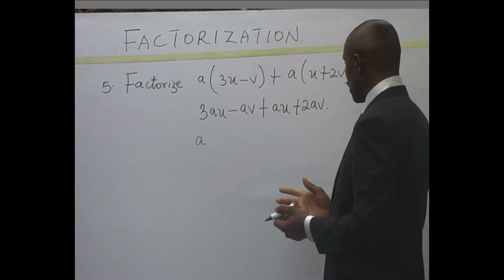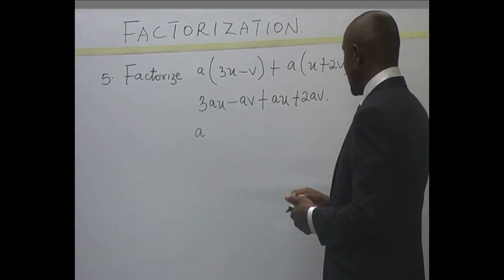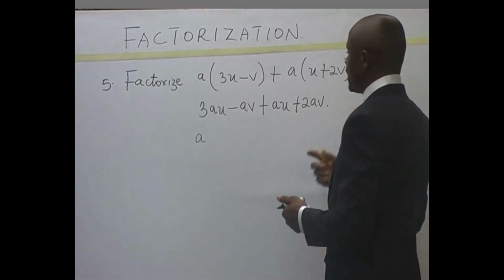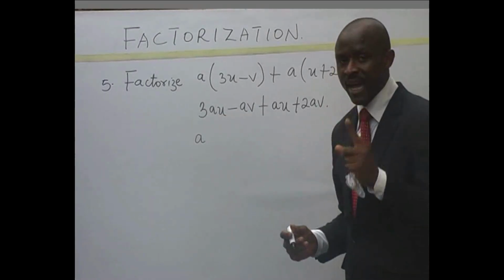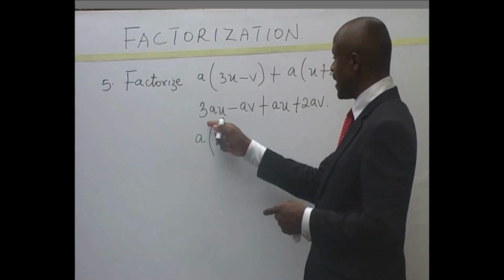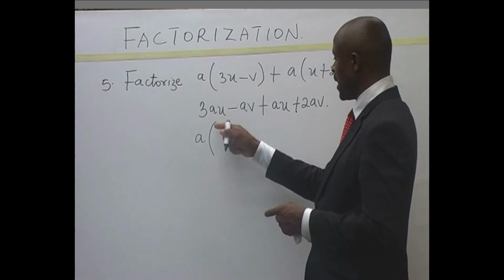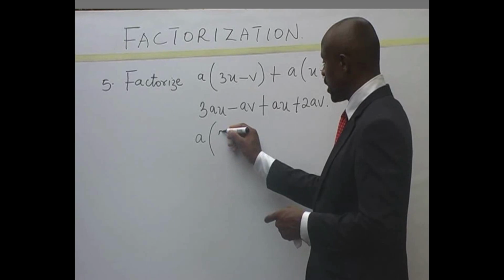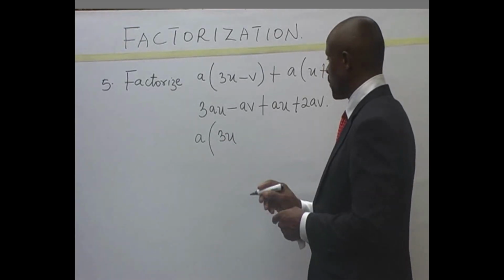What again do you have in common? Nothing. So it's only A that is common in the 4 terms. Now begin to use A to divide the 4 terms one after the other. Put a bracket. A dividing 3AU: A will cancel A and you'll be left with 3U. So bring in 3U.